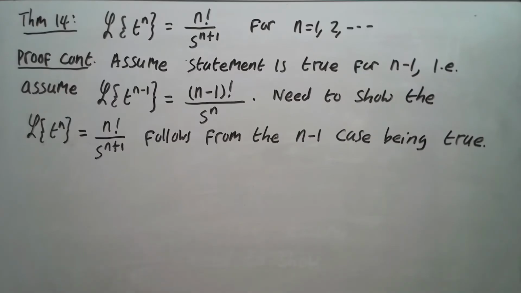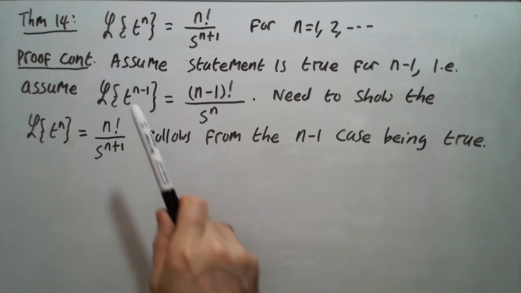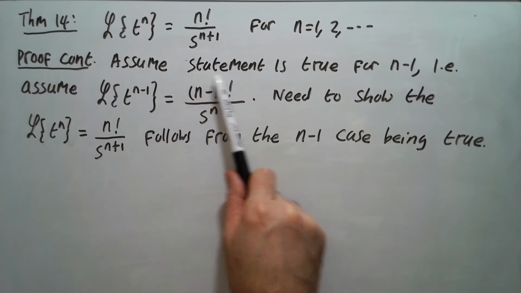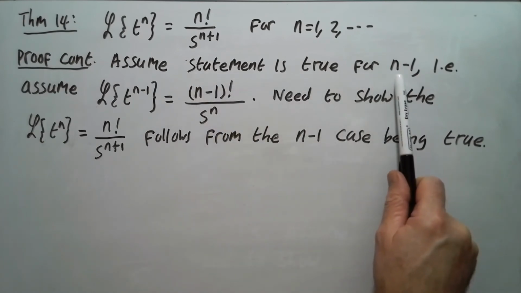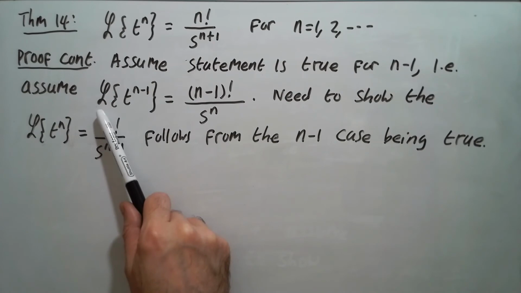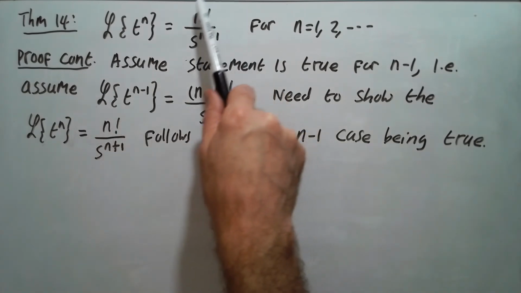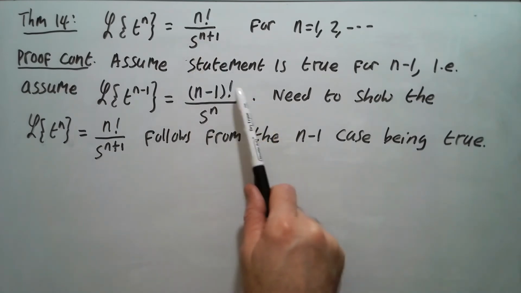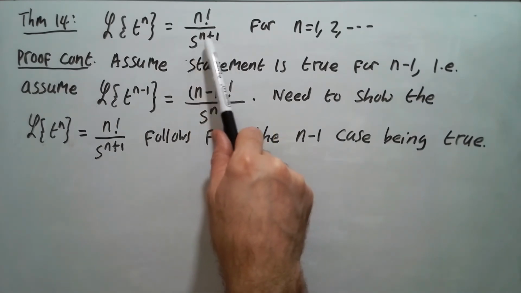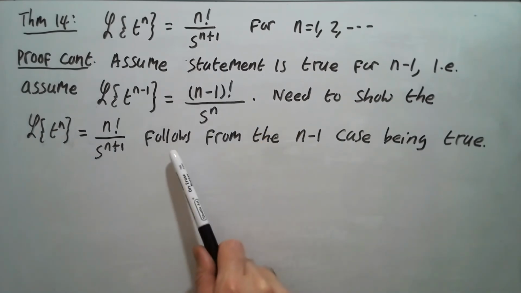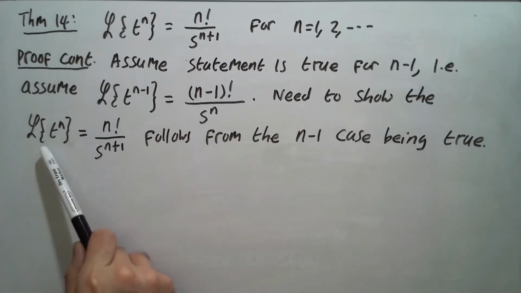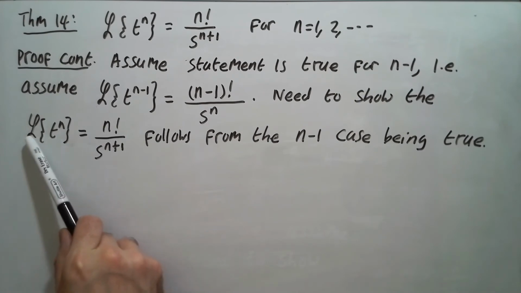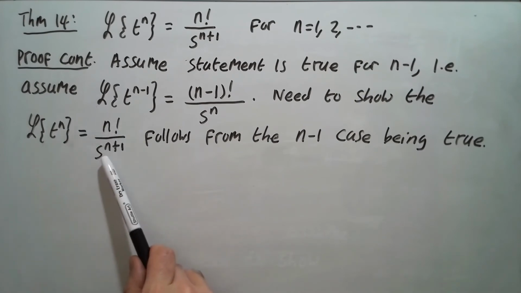Okay, so here's our proof continued. We've proven the n equals 1 case. Now here's the induction step. We're going to assume the statement is true for n minus 1. That would mean the Laplace transform of t to the n minus 1 is this formula up here, replacing n with n minus 1. So it'll be n minus 1 factorial over s to the n minus 1 plus 1, which is just s to the n. So we need to show that the n case, the Laplace transform of t to the n, is this guy, follows from this one being true. So this is the induction step.